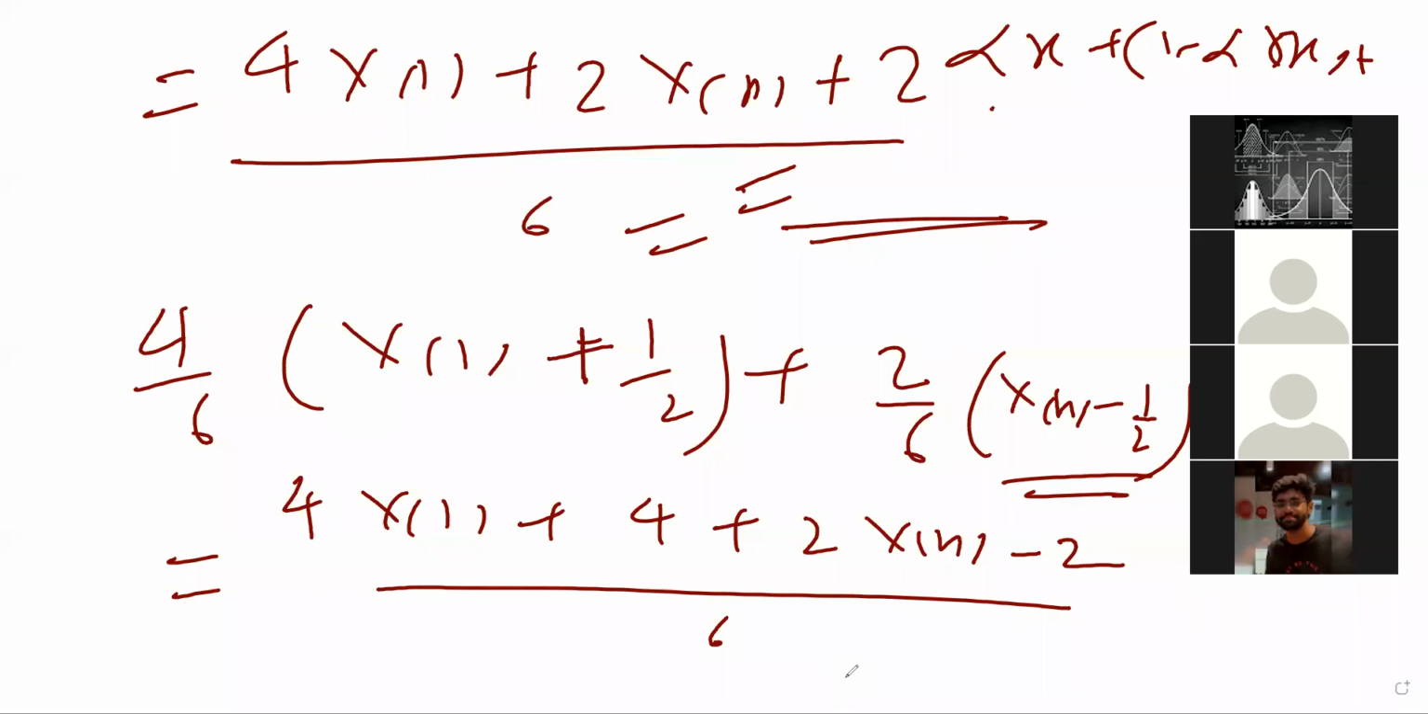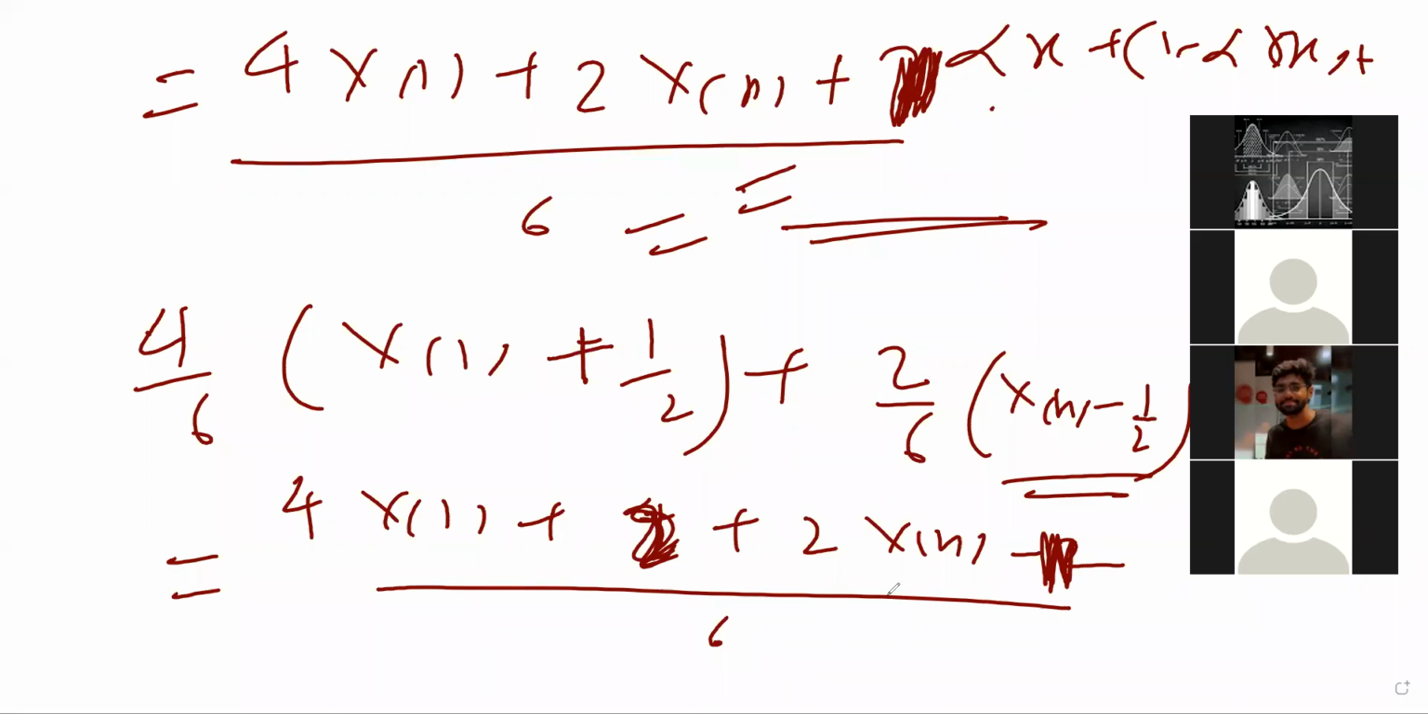Sir, you have written 4x1 + 4 below. Do we have to multiply it by half, or have you done something else here? Okay, sorry, I have made a calculation mistake. The concept is the same. Sorry for the mistake. So it will be 4/2, which is 2, and here it will be -2/2, so it will be -1. So it will be +1. Is it right now?